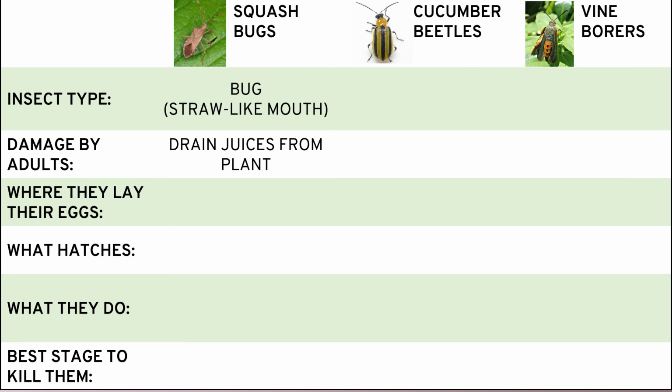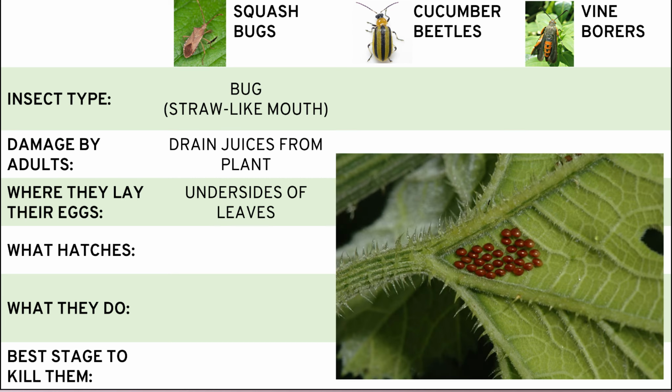The squash bugs use this mouth to drain juices from the plant when they're adults. They lay their eggs on the underside of the leaves. They're kind of these copper-colored eggs I've shown here in this picture. And they do tend to put them at the base of those veins. So if you look in those V-shaped areas on the bottoms of leaves, that's often where the eggs will be.